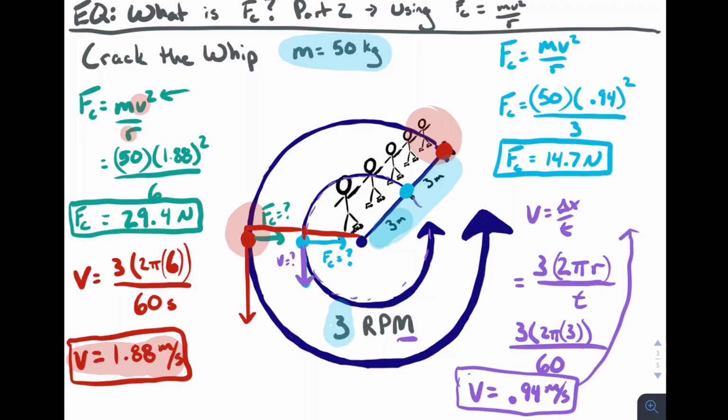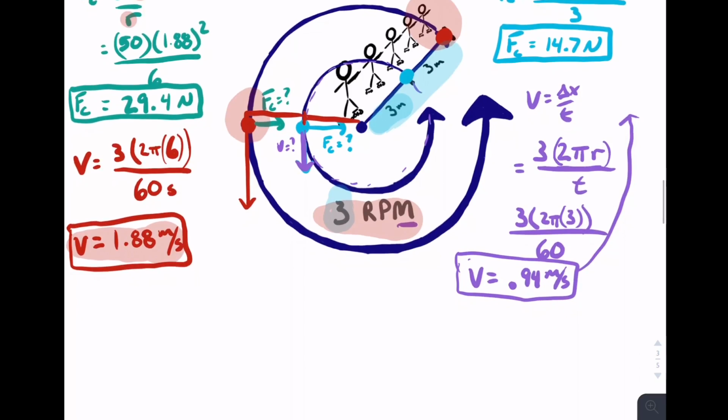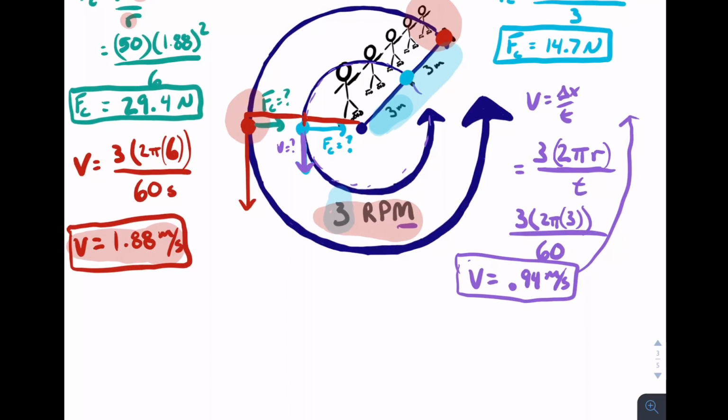So yes, increasing the radius does decrease the centripetal force, but if you're moving at the same angular velocity, which means how fast you're rotating, which we are in this case because everybody's playing crack the whip, the person on the outside is going to feel twice the amount of force throwing them off as opposed to the person on the inside. This shouldn't be too shocking.